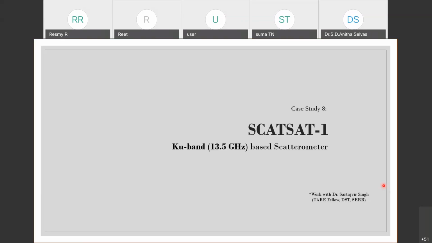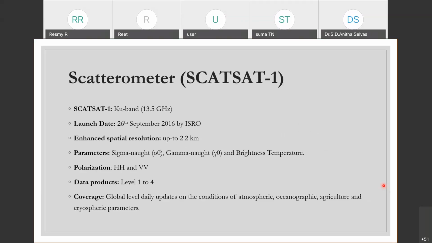So SCATSAT-1 is a Ku-band satellite launched by ISRO, which works in the 13.5 gigahertz band, and the launch was on 26 September 2016. Enhanced spatial resolution data comes at 2.2 kilometers. So there is a trade-off between two resolutions here.